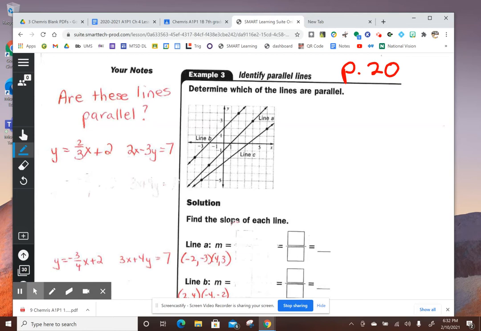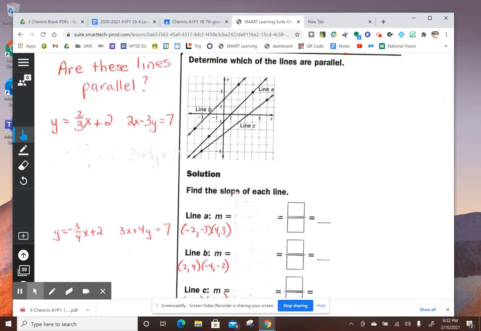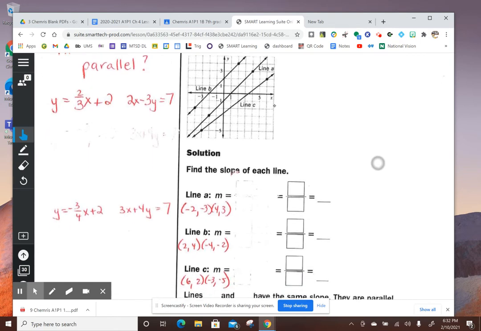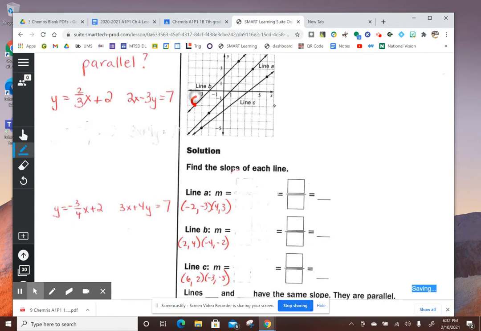The only way for me to really know if they're parallel or not is to figure out what the slopes are. So what I did for you to make it easier, now you can do this two different ways. For line B, let's say, I can count my rise over my run. I can go 1, 2, 3, 4, 5, 6 over 1, 2, 3, 4, 5, 6. So I get a slope of 1.